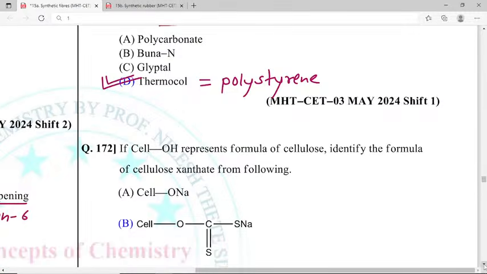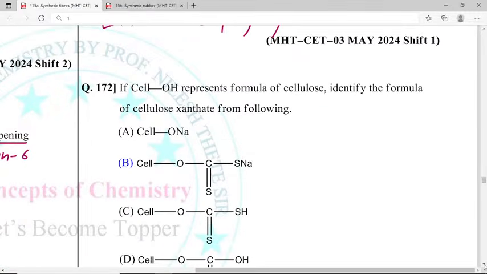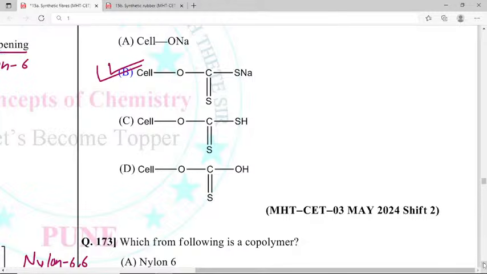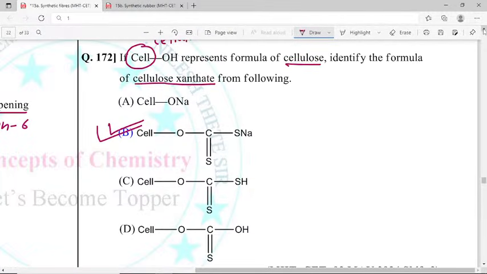What is meant by Cell? Cell stands for cellulose. Okay, Cell represents cellulose. Identify the formula of cellulose xanthate. Cell-O-C(=S)-SNa, so this is called cellulose xanthate, viscose rayon. Yes, option B is correct. Very good.